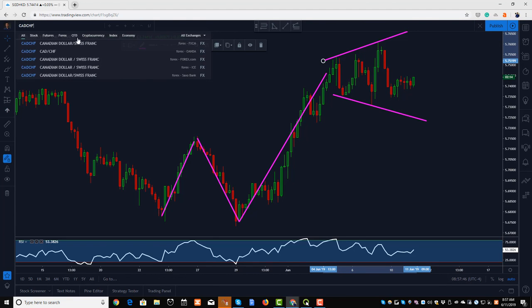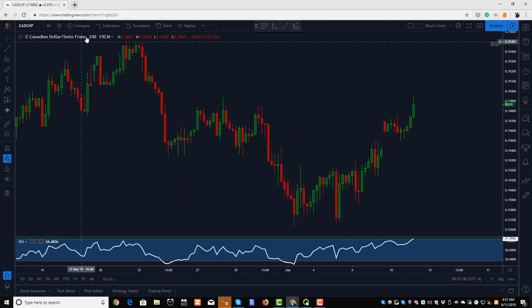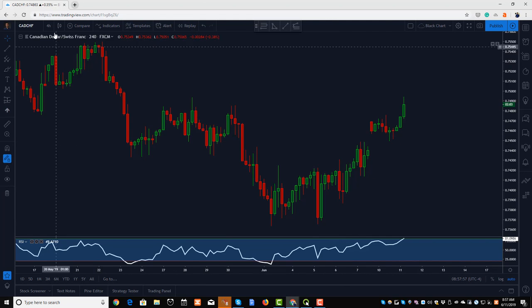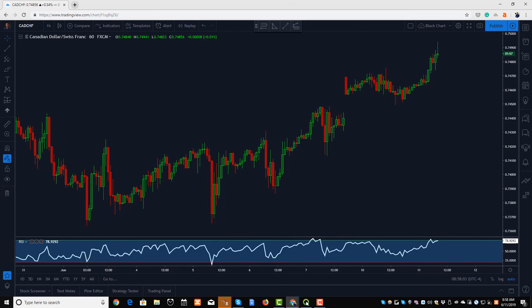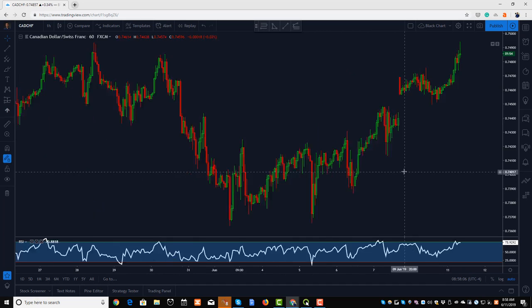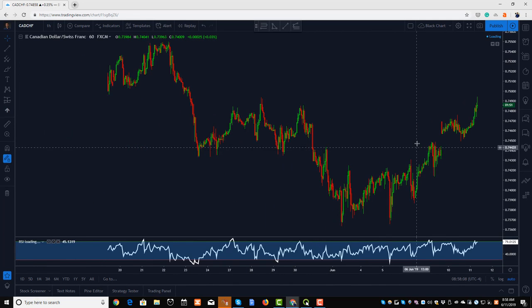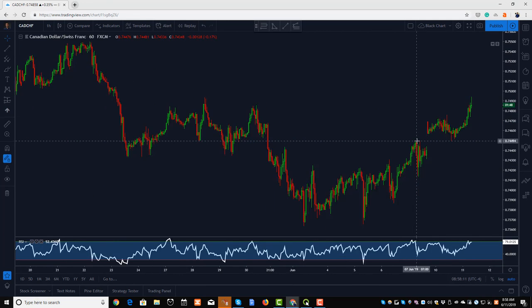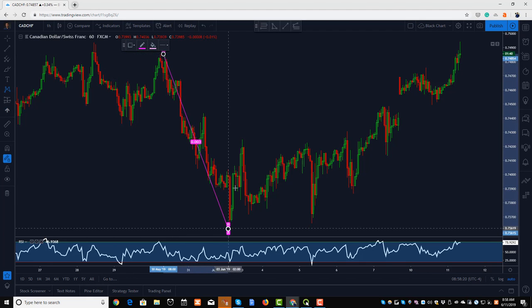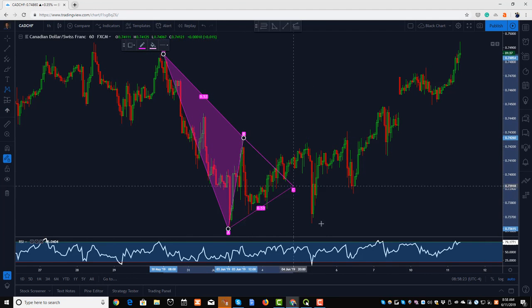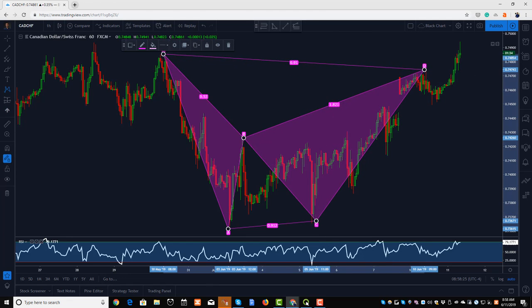All right, let's look at Canada Swiss. Canada Swiss hourly. Or 4 hour? 1 hour. Bat. I'm not seeing one. Unless are you looking at this right here? X to A to B, like this? B to C, C to D up there? Was that it, Alex?